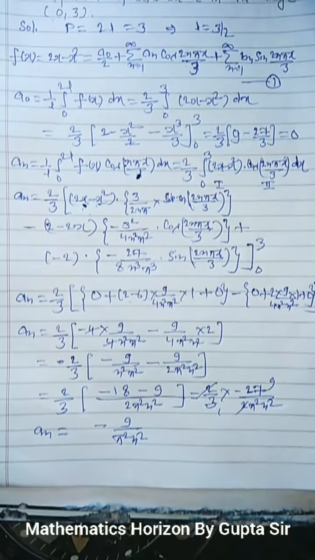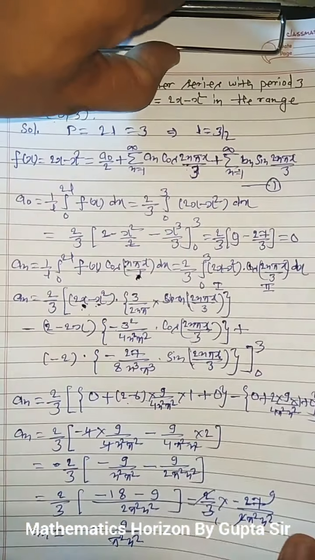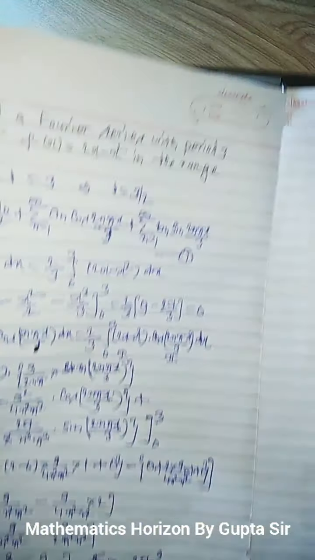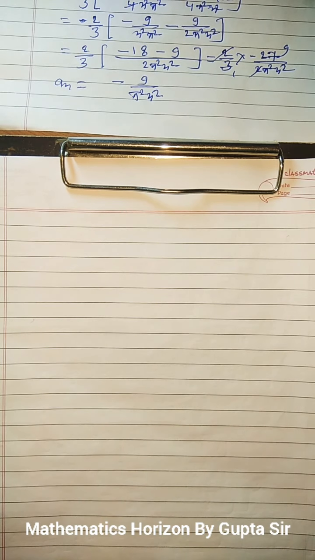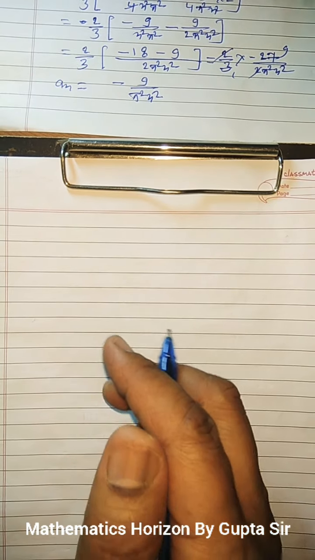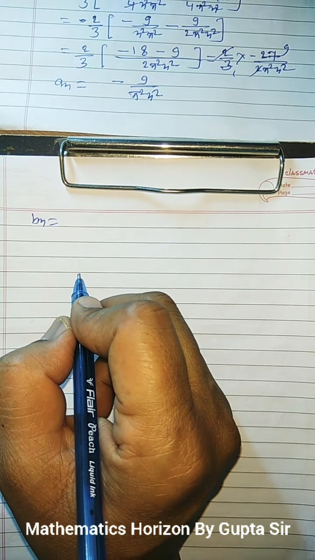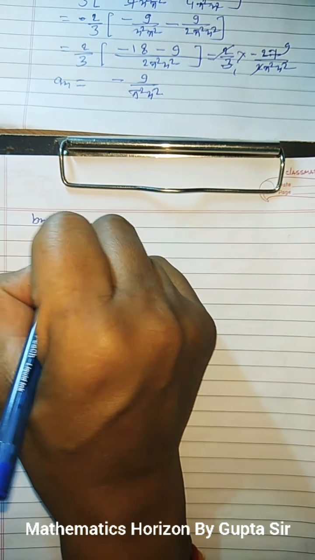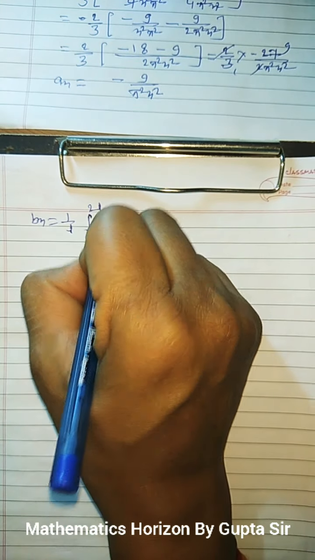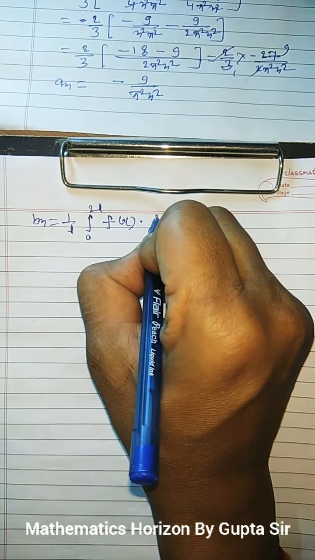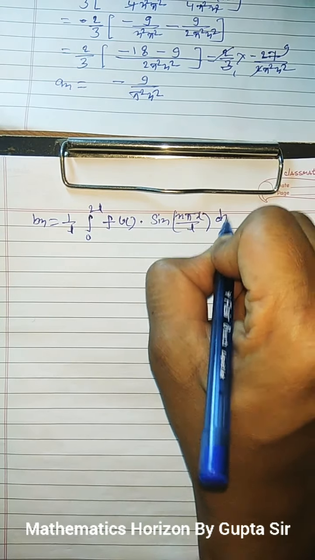This is the value of second Euler's coefficient an. Now we find out next Euler's coefficient bn. Now we calculate bn, and we know that formula of bn is equal to 1 upon L integral 0 to 2L f(x) sine n pi x upon L dx.